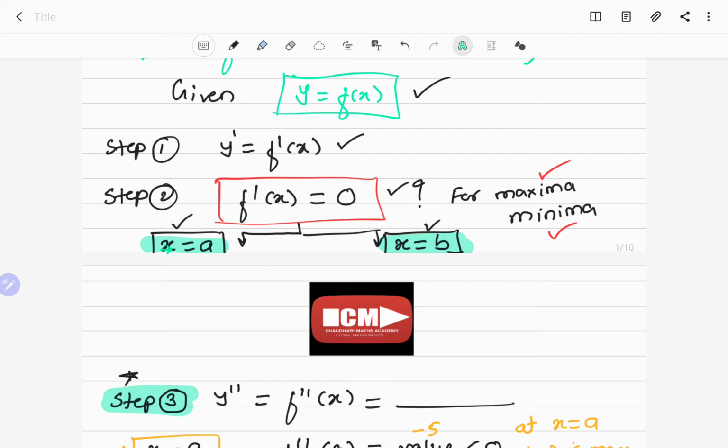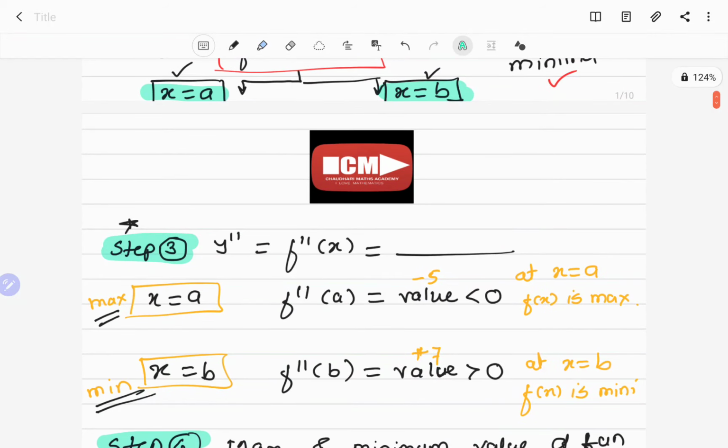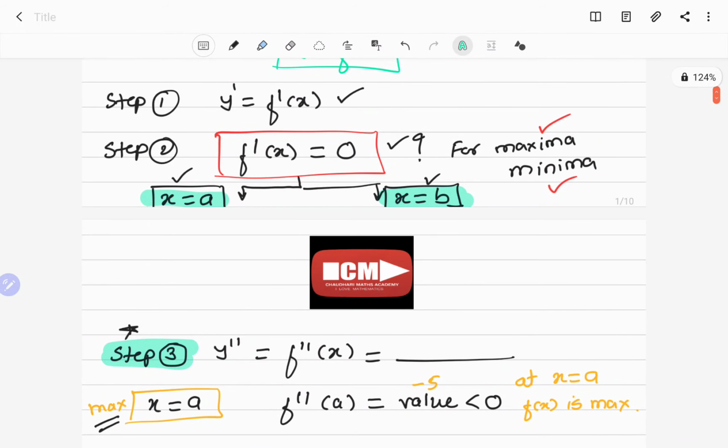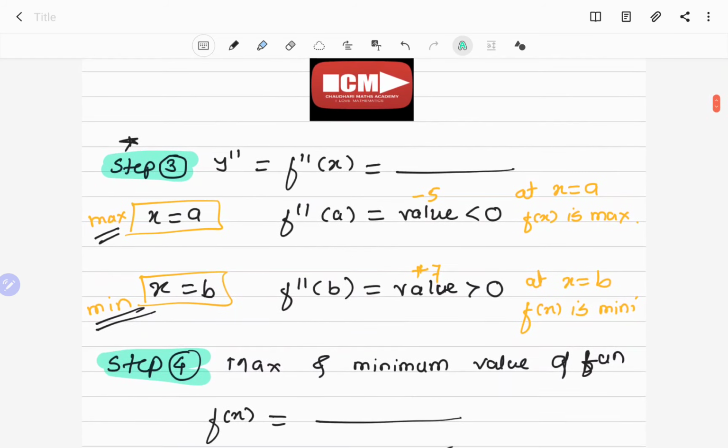Then, since we got the two values, we don't know where exactly maxima or minima of the function occurs. So this step number 3 is a very important one. And you will observe here why this is called the second derivative test. The reason is quite simple. The second derivative decides where exactly maxima or minima occurs. So already the first derivative is present in step number 1. Quickly differentiate it one more time, or find out its second derivative.